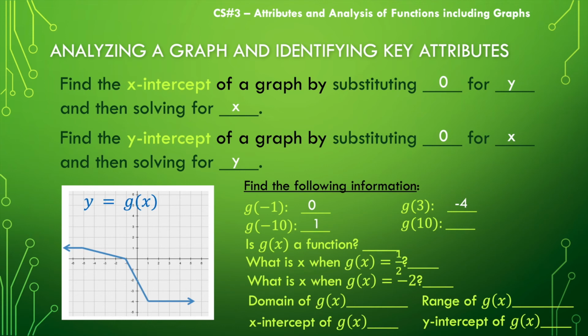How about g of 10? Can you answer that one? Hopefully you are able to, because we can do the same thing on the right-hand side. We can assume that this behavior is constant all the way over to x equals 10. And we can say that g of 10 is negative 4.